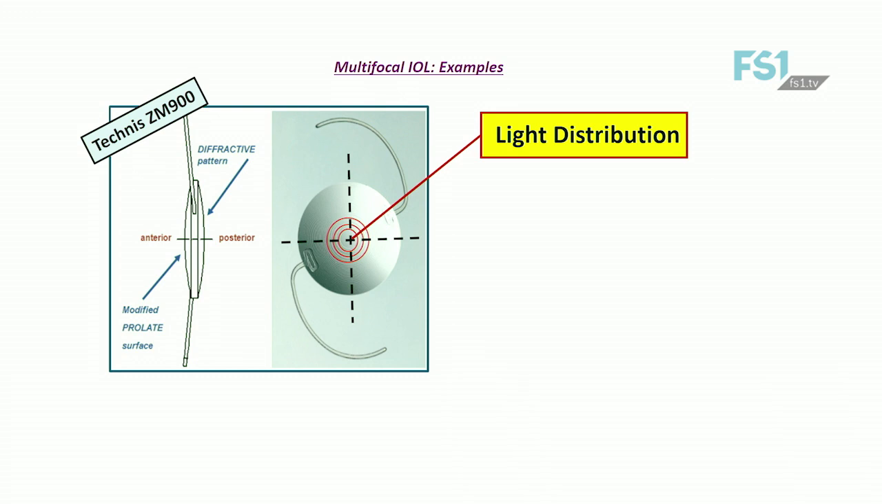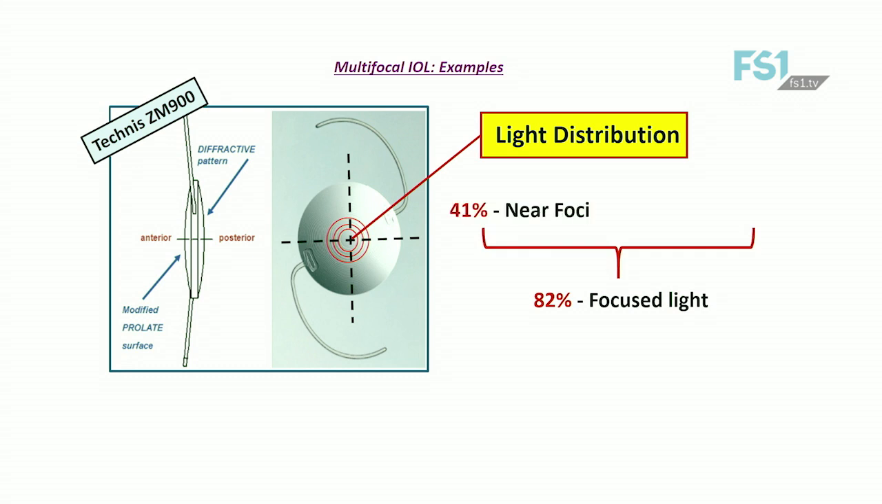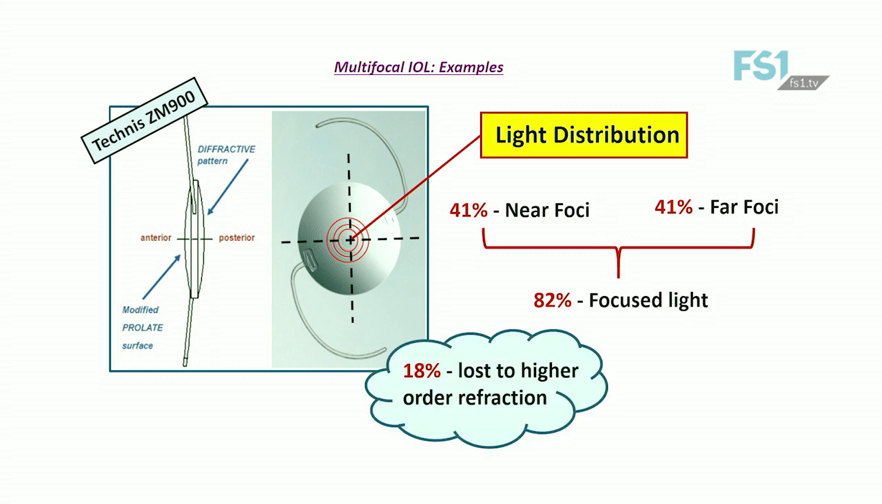So this is Technics Lens, and this is a bifocal diffractive IOL. The diffractive bifocal lens splits the light evenly into 2 clear foci, 41% for near and 41% for far, and only 18% of light entering the lens is lost to higher order refraction. As we can see, the other 82% is being focused.